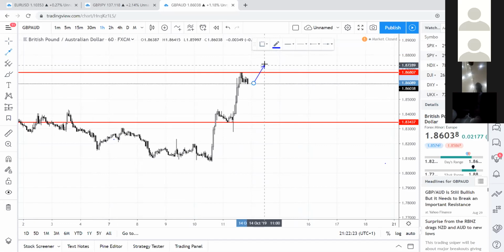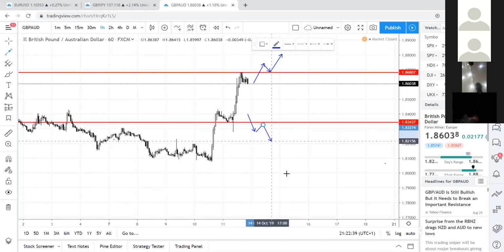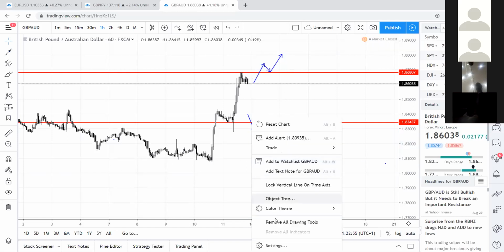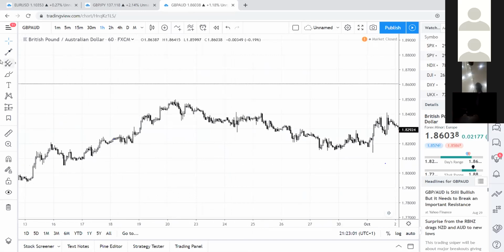Either it breaks here, retests, then he will buy. Or it breaks here, retests, and then he will sell. That's all Christopher Derrick will do. Nothing more. Let's backtest it. Let me clear this one again. Let's go back. So let's assume the trade was here.